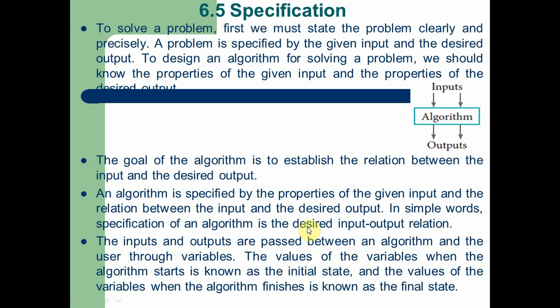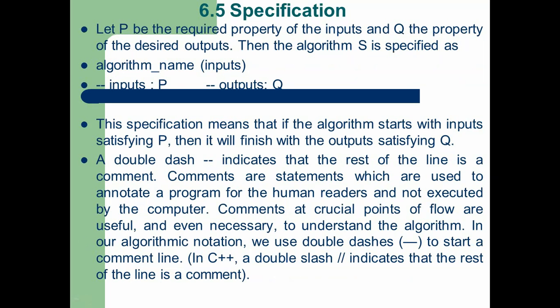We will try to understand this specification with an example. Let there be two variables, namely p and q. Here p is the input and q is the output. What we want to do is to know the relationship between p and q.